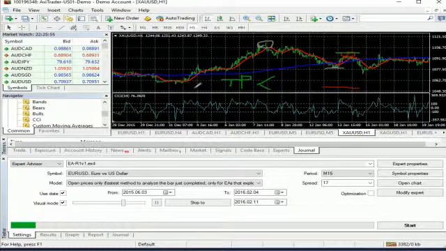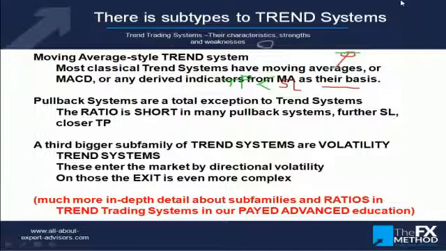And that's a complete exception to the usual trend systems. Okay? The stop loss in the pullback system should be further away than the take profit. Okay? So it's a completely different subfamily of trend systems, and you should know it. You can of course trade it the other way also, but these are very successful systems. And actually we have one system which was trading over the last 5 years.